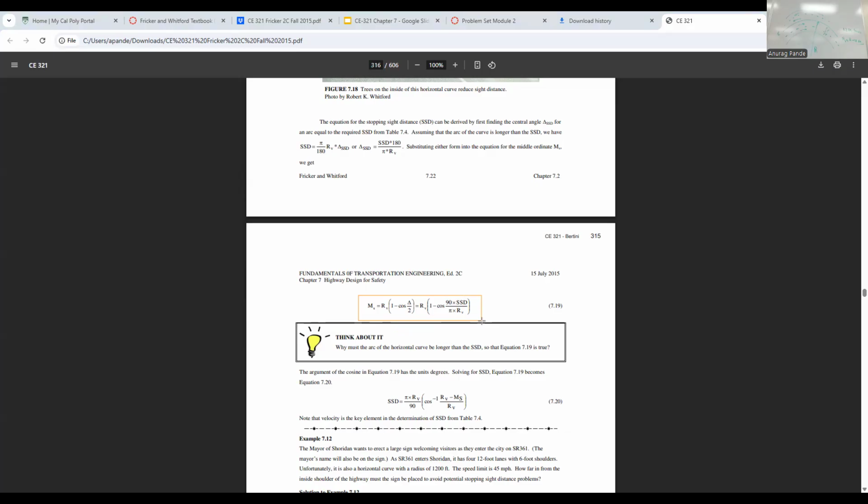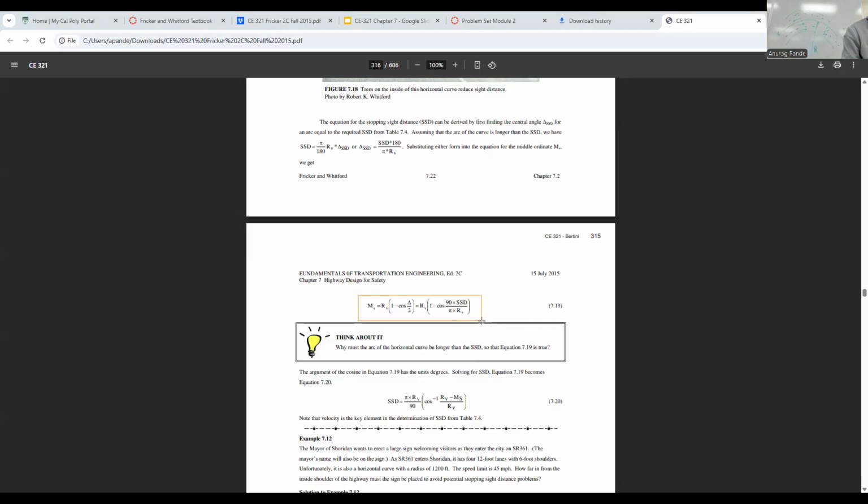And then why isn't there 180? Because it cancels out with that 2. If you have a formula for MS equal to RV times 1 minus cosine of 90 times SSD over pi times RV. Okay, so you can directly apply that formula. And remember, I said that this is where you're looking for the MS value, right? You're looking for the MS value.